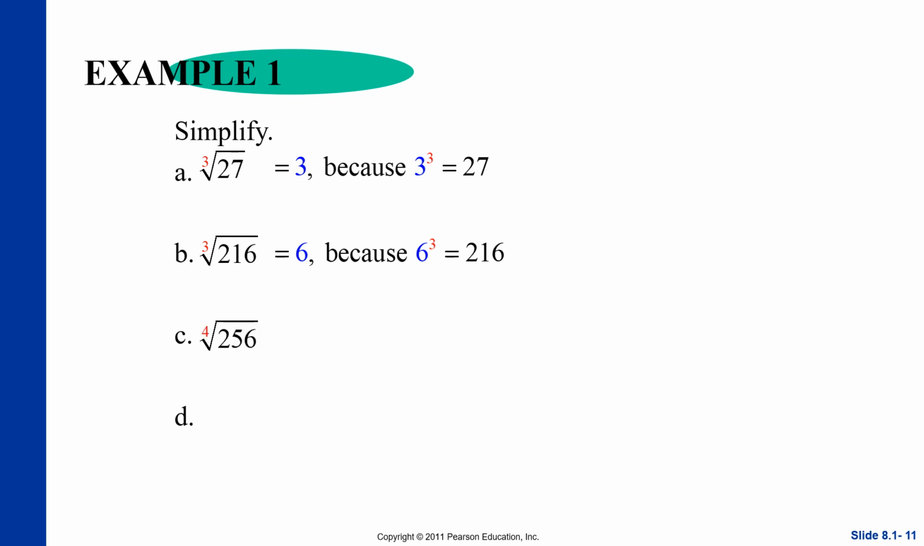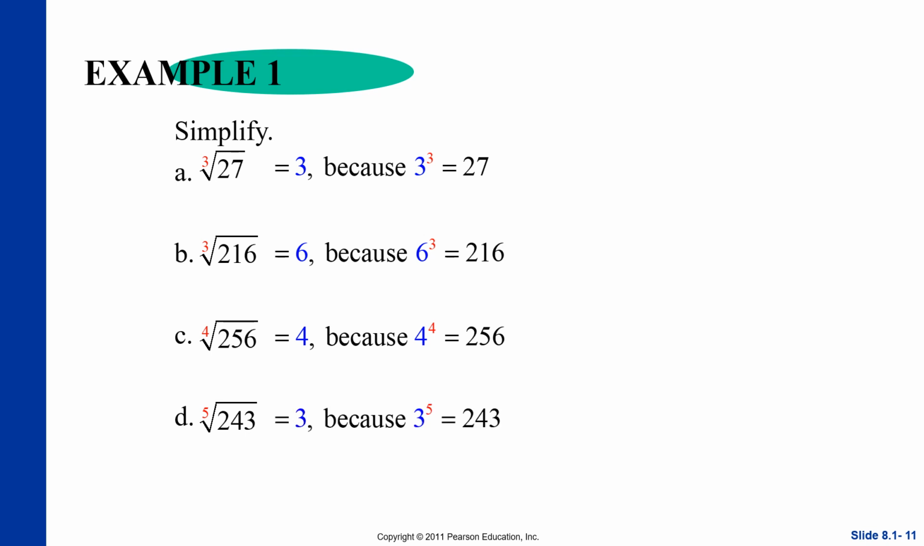Fourth root of 256. That's 4 because 4 to the fourth power is 256. Fifth root of 243 would be 3 because 3 to the fifth equals 243.